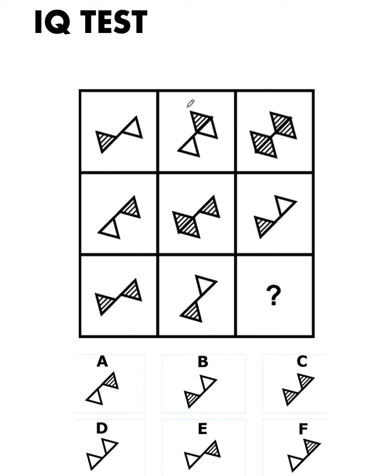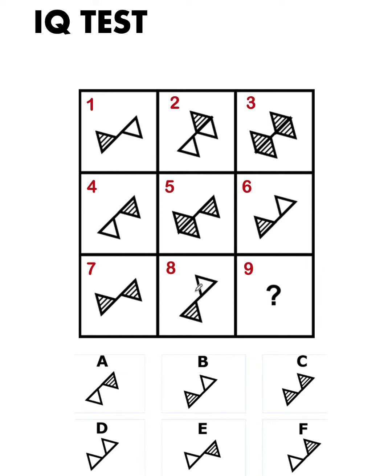Hey everyone, here's our IQ test for today. We are given here again a 3 by 3 matrix containing 9 cells. The first 8 cells are already populated with pictures, and we would like to find what is the correct picture based on the patterns that you can see from pictures number 1 up to number 8.